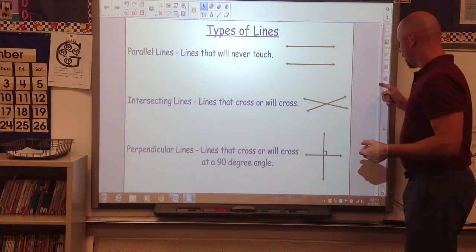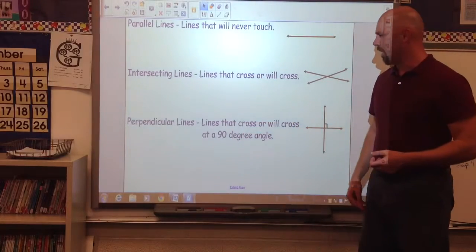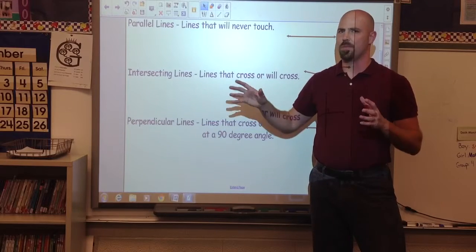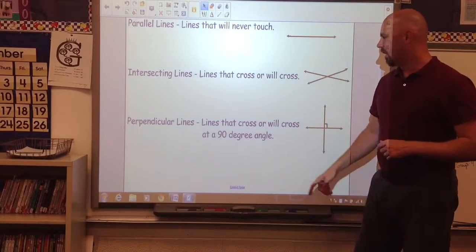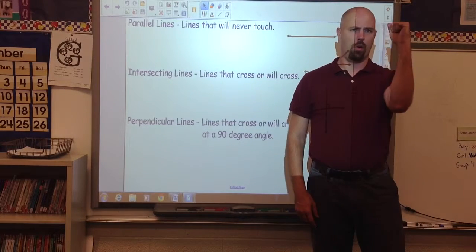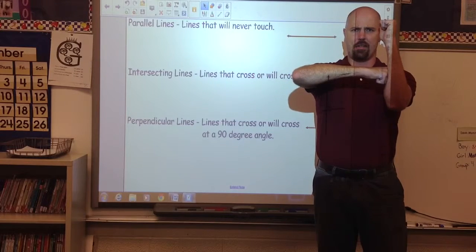Okay? And the last one we have down here, our special one, are perpendicular lines. So perpendicular lines are actually in the intersecting line family. They're a special intersecting line. And these are lines that will cross at a 90-degree angle. So I have the kids hold their arm up like this, we take our fist and we punch it right in there, so we have that nice 90-degree angle.